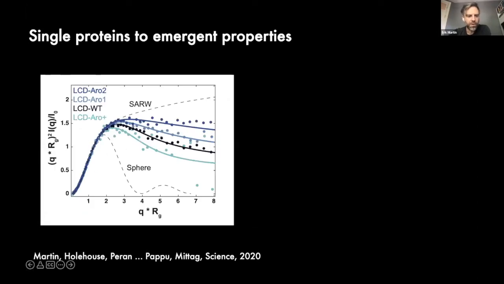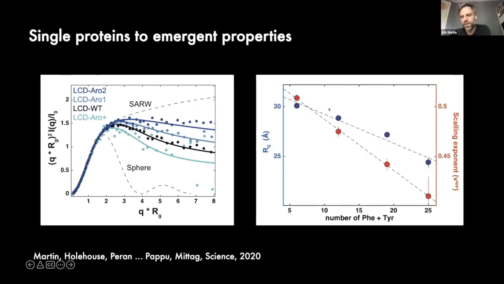So here we're again just showing the equilibrium measurements. And as you increase the number of aromatic amino acids, you see a collapse of the protein. Removing aromatic amino acids results in expansion of the protein. And this trend is quite predictable, relating the radius or scaling exponent to the number of phenylalanines and tyrosines.